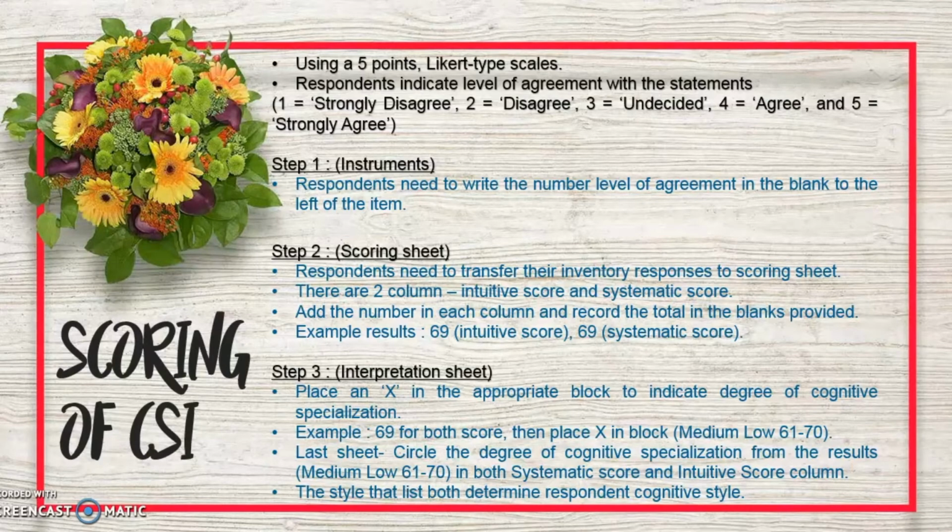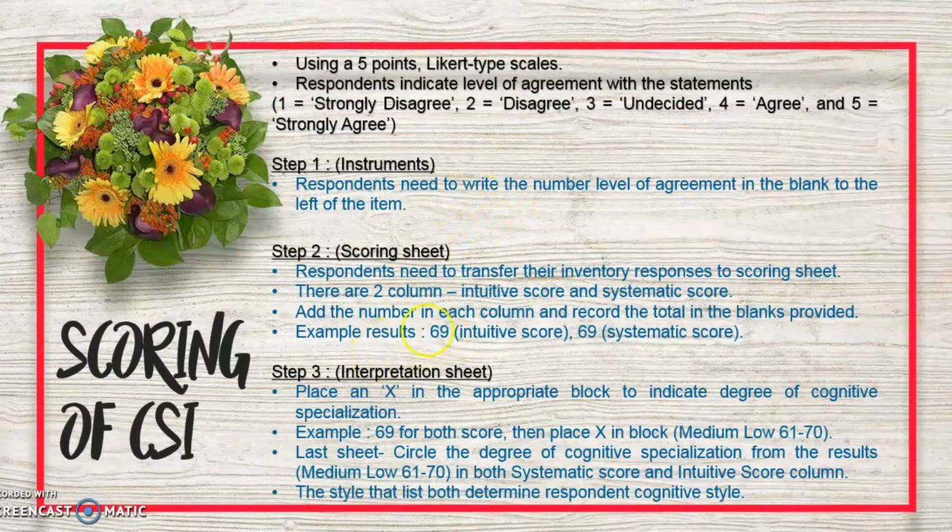According to Lorna P. Martin, 1983, there are 3 sheets in these instruments that respondents need to answer and fill. I will explain step by step how to get a score from these instruments. The first step is the instruments sheet. From this sheet, the respondent needs to write the number of the level of agreement in the blank to the left of the item. I will show and explain to you in the next slide how to answer this sheet.